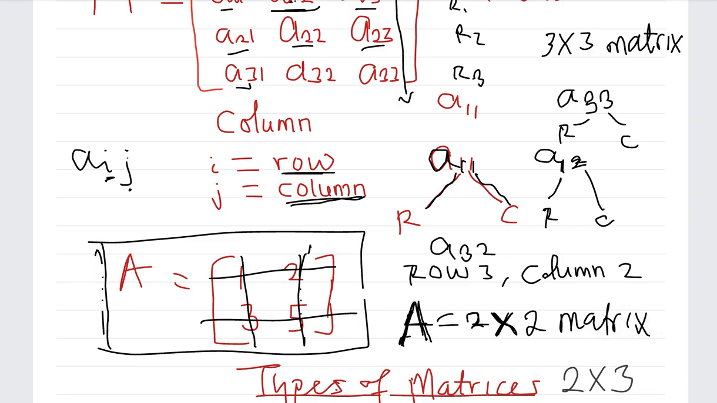Do you understand now? If you want to pronounce a matrix, it is always in the form M by N. M is the number of rows, N is the number of columns. This multiplication sign means by. So M by N matrix. This is a 2 by 2 matrix. All right.